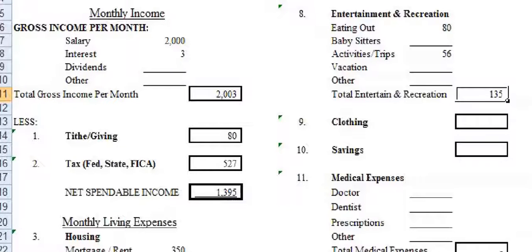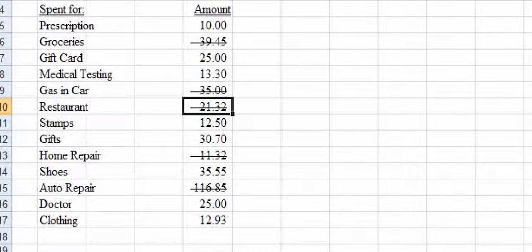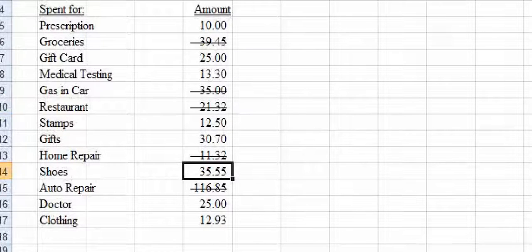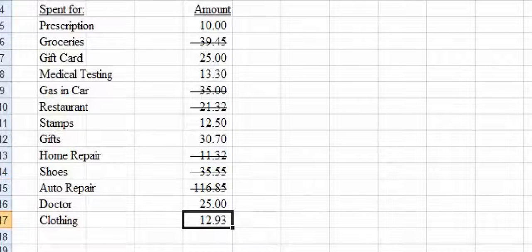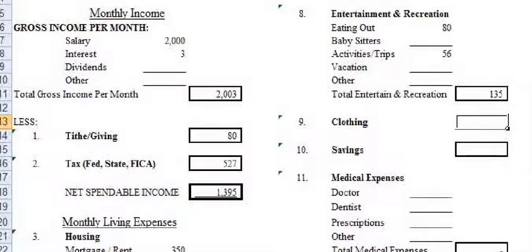Joe had 2 purchases of clothing on his credit card. Clicking on the credit card tab, we see shoes of $35.55 and clothing of $12.93, which come to $48.48. Enter the $48.48 onto the blank form next to clothing.